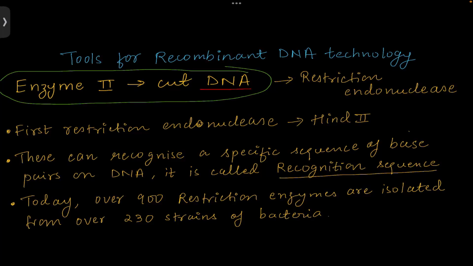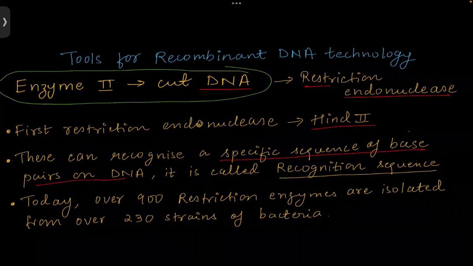These enzymes were named restriction endonucleases. The first restriction endonuclease to be isolated was HindII. These enzymes have a property that they can recognize a specific sequence of base pairs on the DNA. This particular sequence of base pairs is called the recognition sequence. And today there are over 900 restriction enzymes.